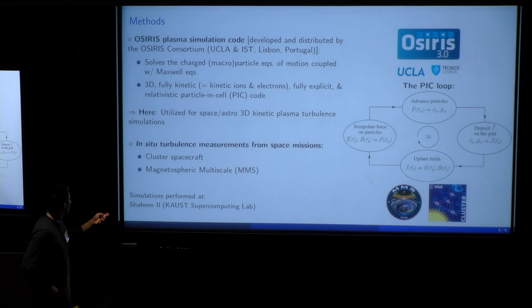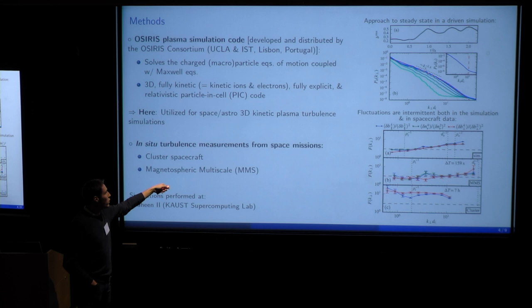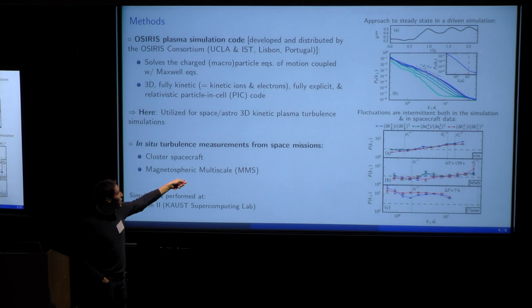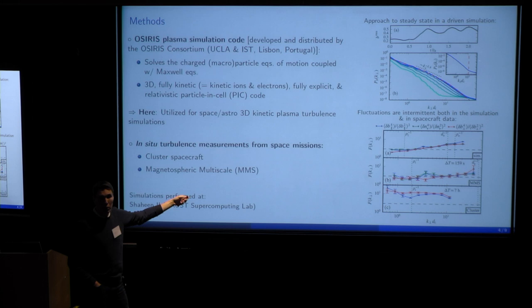And so here's an example. Here's the data from a simulation that I'm going to be using. This is a driven 3D kinetic simulation. Here's an approach to steady state. And the spectrum, as you see, is not Kolmogorov, because, as you've seen on the introductory slide showing data from solar wind measurements, in the kinetic range the spectrum is much steeper, because it's a different type of turbulence.